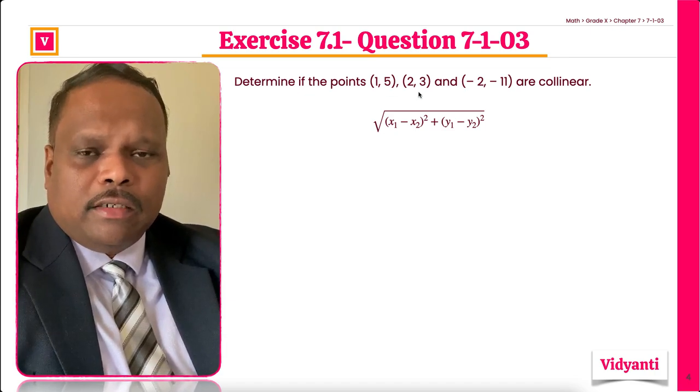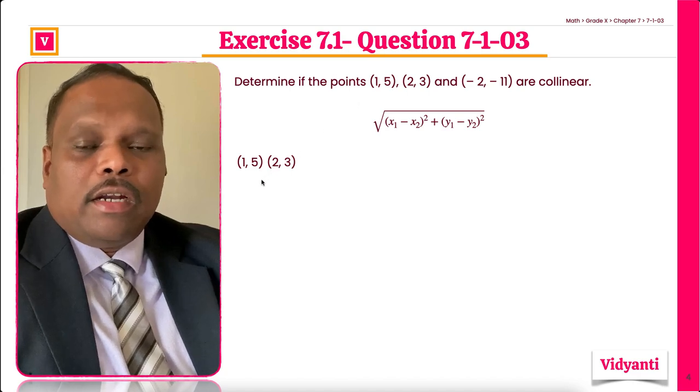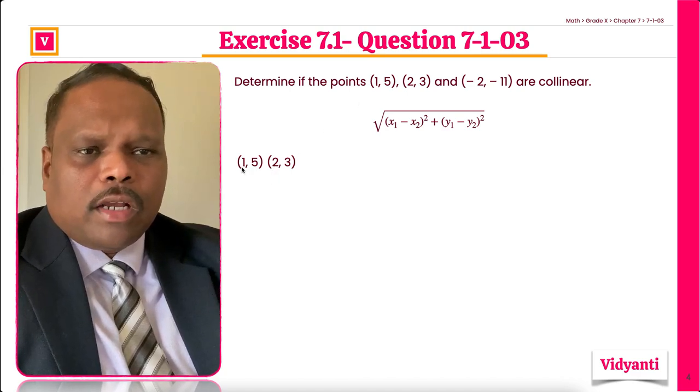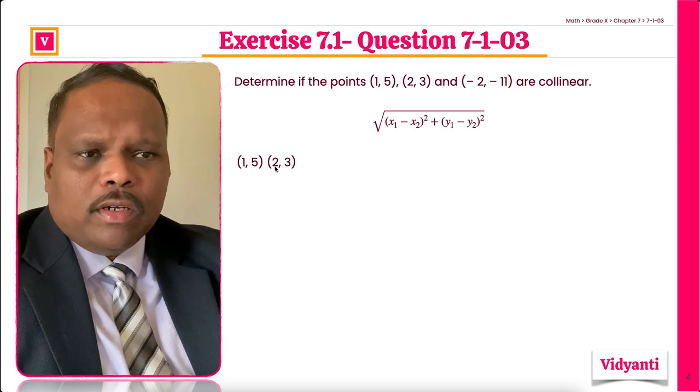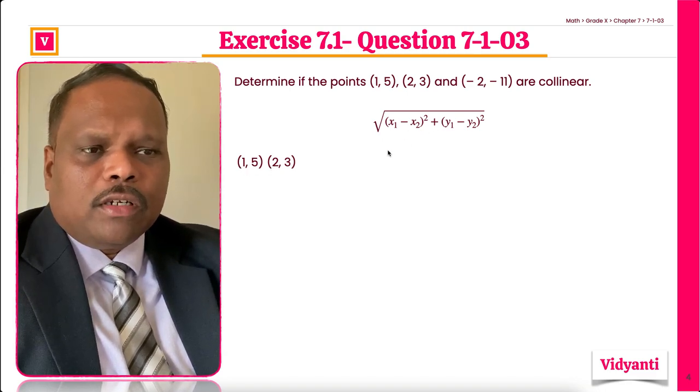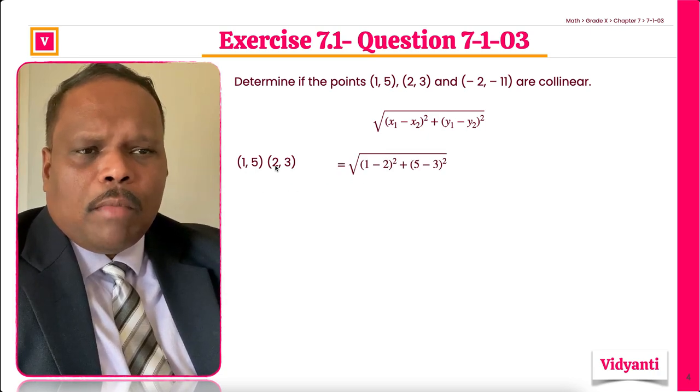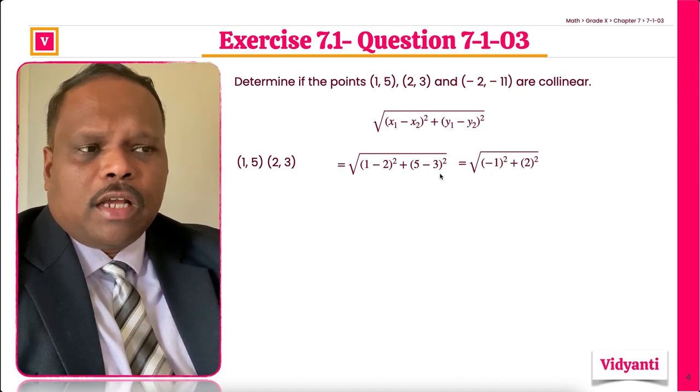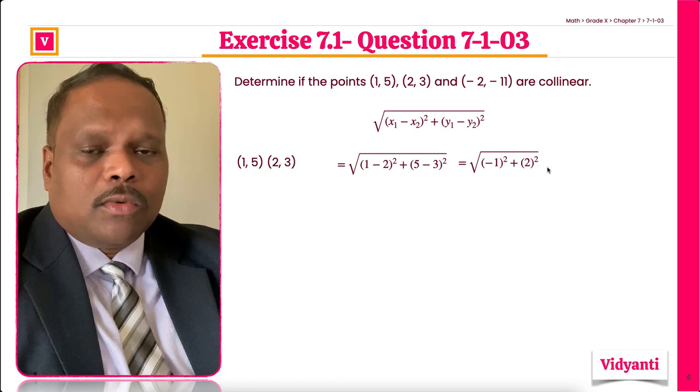Let's take the first and second points and calculate the distance between them. I will count this as x1, y1, and this as x2, y2. If I plug in these values here, I'll get (1 minus 2) the whole square plus (5 minus 3) the whole square. Upon simplification, 1 minus 2 is negative 1, 5 minus 3 is 2, negative 1 squared is still plus 1, 2 squared is 4. So this will give me the square root of 1 plus 4, that will be root 5.